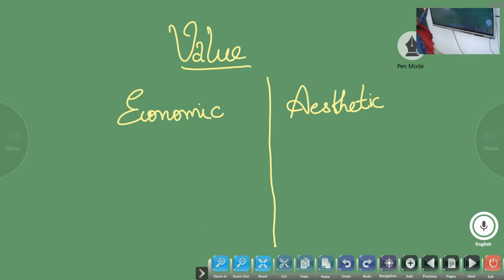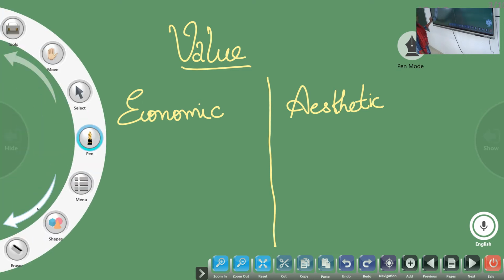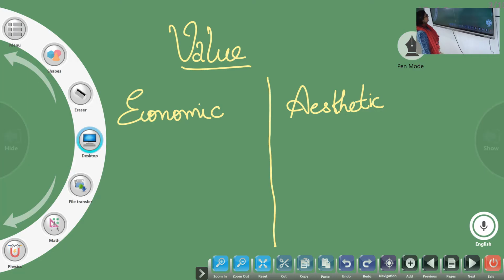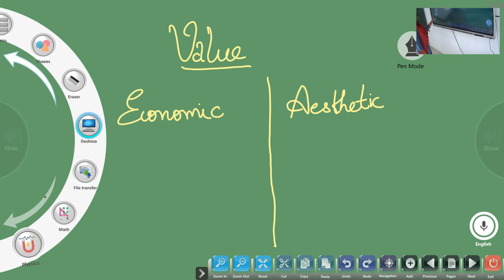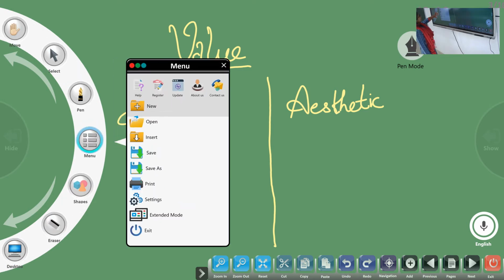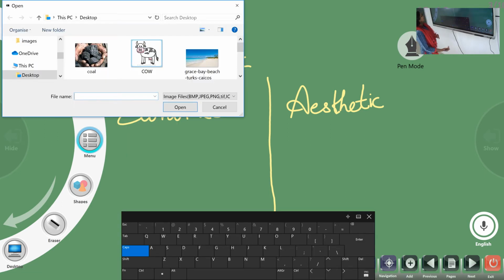Now, like I said, every resource has a value. Sometimes it's economic value, other times it is aesthetic value. For you to understand what this exactly means, let me show you something. We know what economy means, right? Economy is something related to money.